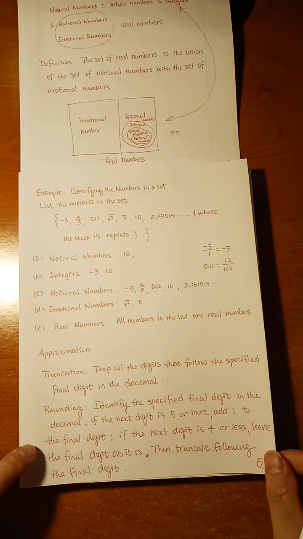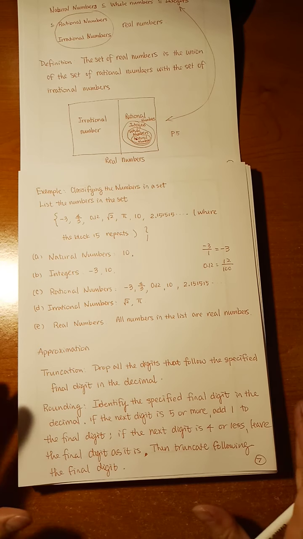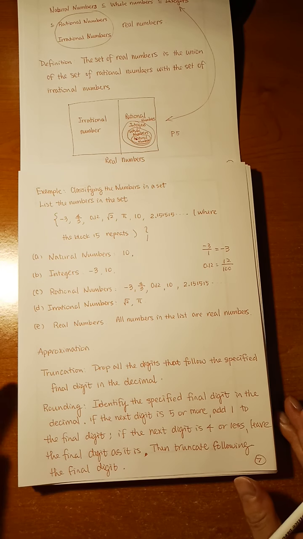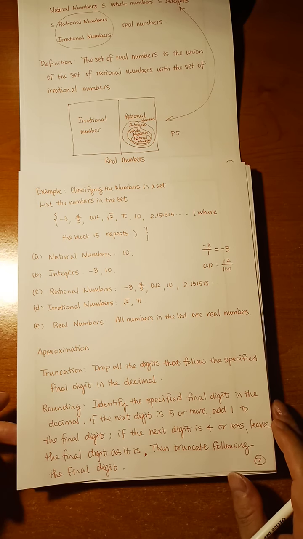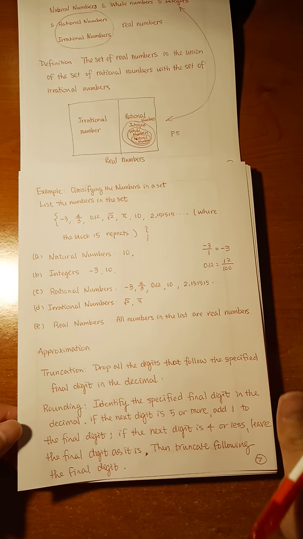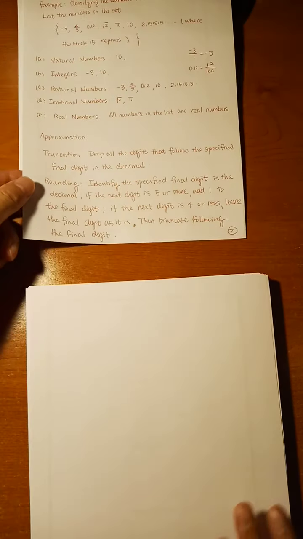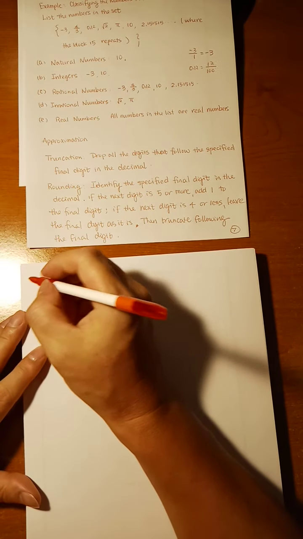So we have a way to modify the final digit. If your next digit is greater than or equal to 5, add 1 to the final digit. If your next digit is 4 or less, you don't modify it, and then you use a truncation. All right. So first, let's see one simple example, and then we see a complex example.